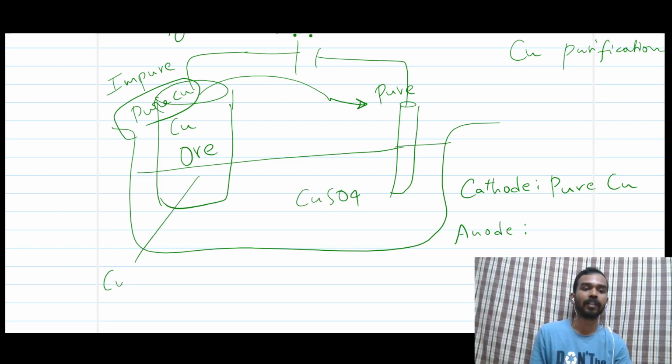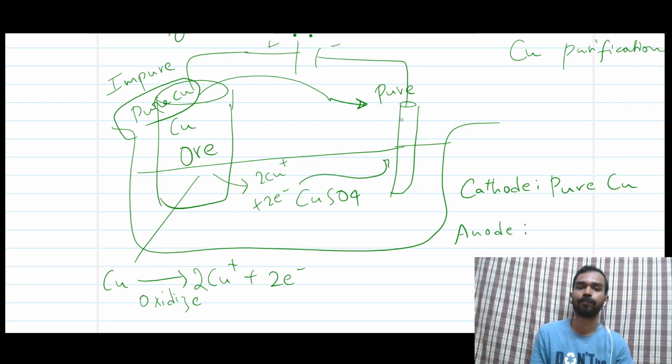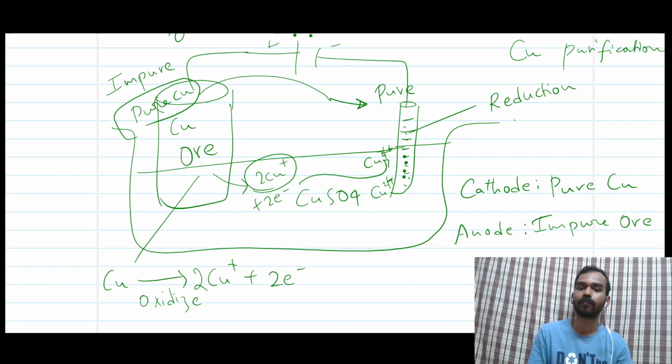So what happens here? From here, copper will get oxidized to copper and electron and go into solution, and it will reach here, which is negatively charged. These are negative, so this plus will go here. This copper will be here, Cu plus or Cu2 plus, depending on that one. It will get neutralized. It will reduce. It will form the atom. That is, it will deposit.